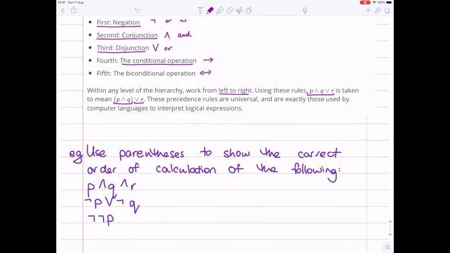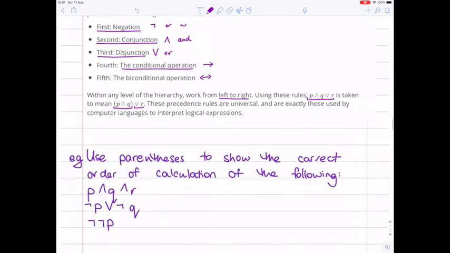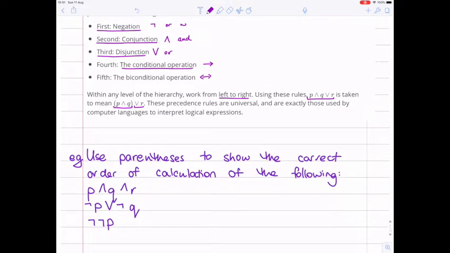So we've got P and Q and R. Well, we don't have any negation, and then we just have conjunction, so we need to work from left to right. So we can say this is equivalent to first computing P and Q, and then and R.